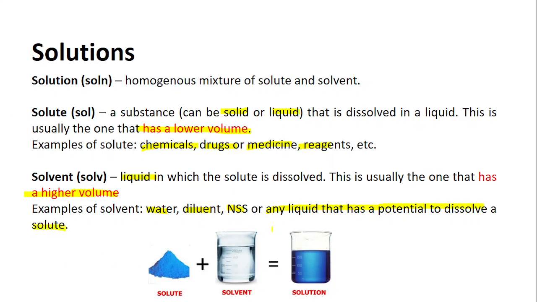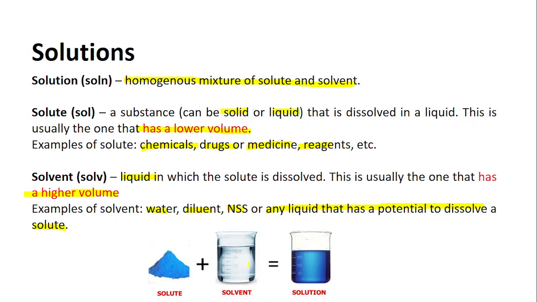Solute and solvent were already discussed in elementary. As you can see in this example, we have a solute, a blue powder, plus a solvent, which is water. Solute plus solvent creates a solution. When we say solution, it is a homogeneous mixture of solute and solvent. We have two substances, blue powder as the solute, plus water as the solvent, and we created one substance, one solution. When we say homogeneous, two objects are combined into one entity, one entity.